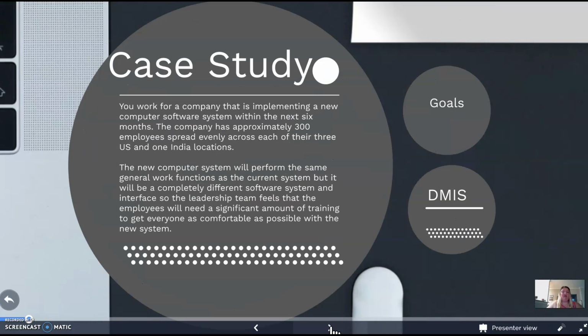The case study. You work for a company that is implementing a new computer software system within the next 6 months. The company has approximately 300 employees spread evenly across each of their 3 US and 1 India locations. The new computer system will perform the same general work functions as the current system, but it will be completely different software and interface. So the leadership team feels that the employees will need a significant amount of training to get everyone as comfortable as possible with the new system.